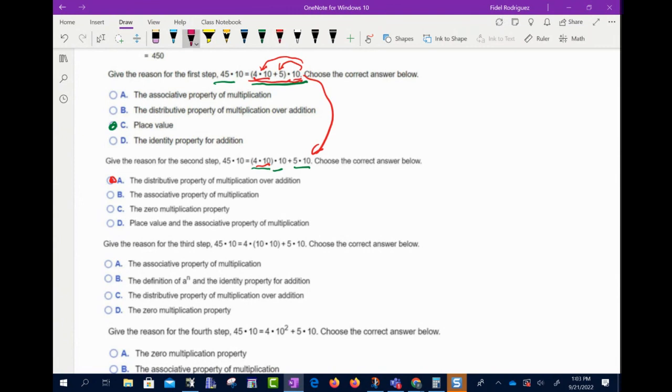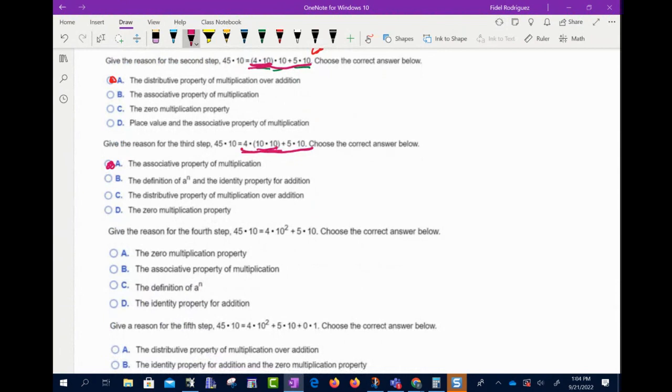Okay, now my next step, I'm going to go from this piece here to this piece here. So I'm trying to see, what did they do? Look, they took the parentheses from the 4 and the 10 and they grouped them around the 10 and the 10. That's going to be my associative property. The associative property says you can regroup your numbers. You can multiply these over here first, okay?